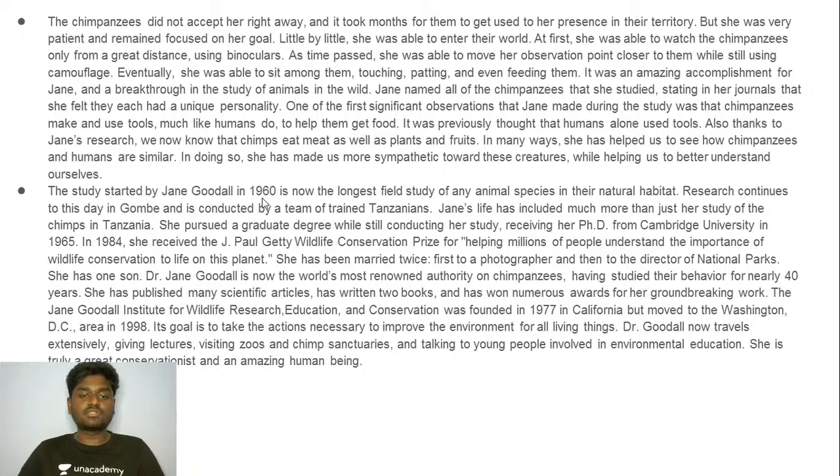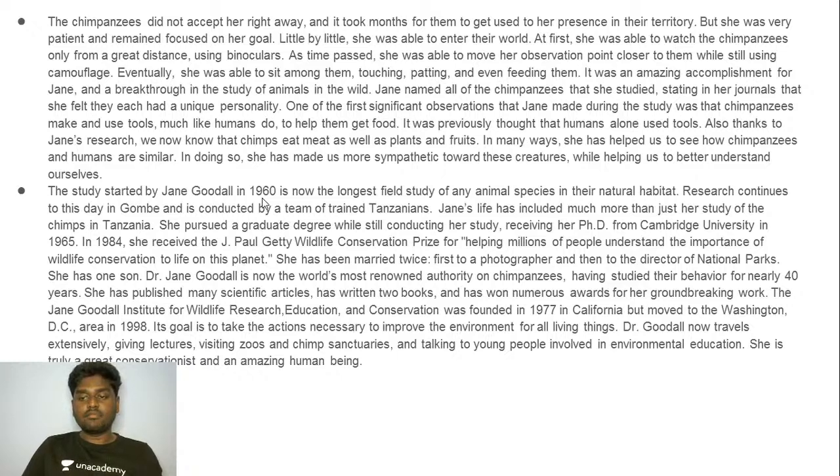In 1984, she received the J. Paul Getty Wildlife Conservation Prize for helping millions of people understand the importance of wildlife conservation to life on this planet. She has been married twice, first to a photographer and then to a director of national parks. She has one son. Dr. Jane Goodall is now the world's most renowned authority on chimpanzees.